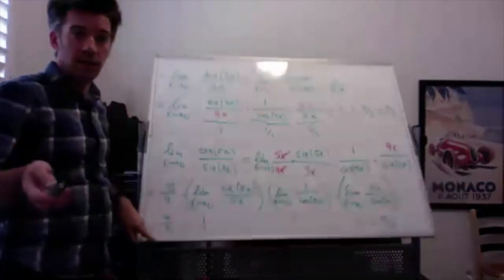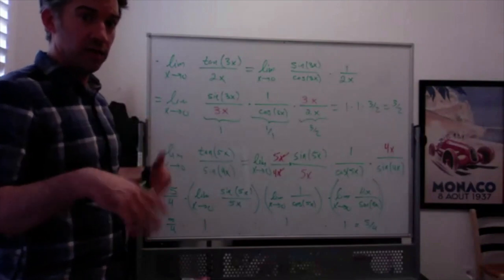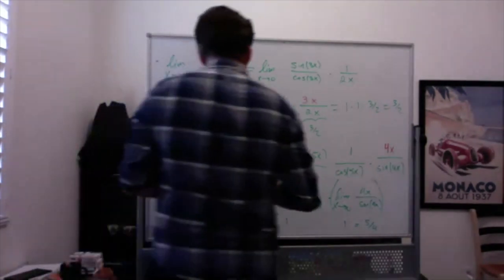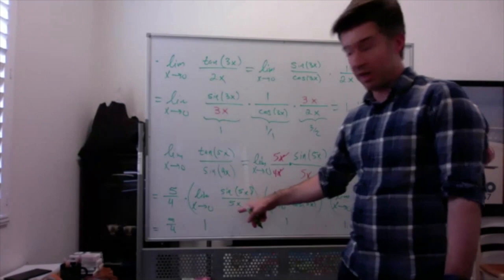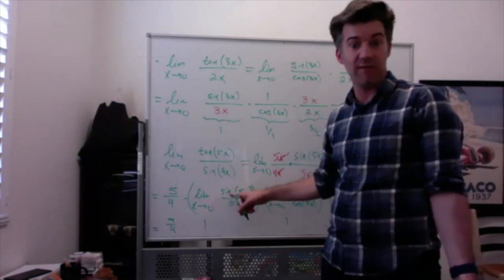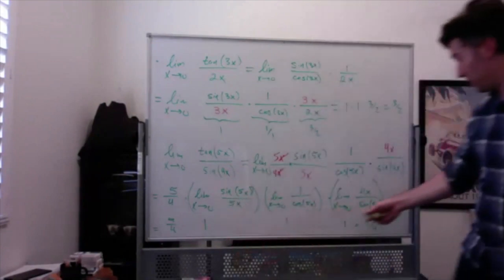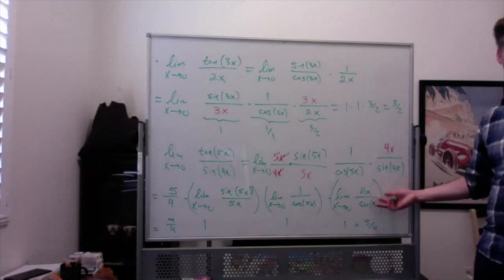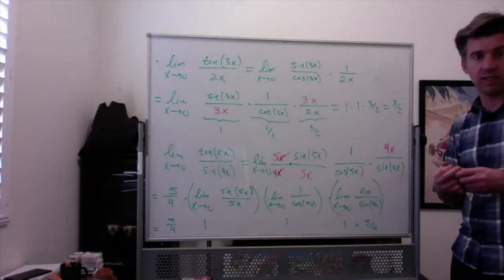And if you look at the co-class modules, there's a module that has useful handouts that has a proof of this fact. But that's what we're using here. We're saying, oh, I've got sine of a thing over the same thing. As long as that stuff is going to 0, which it is, if x is going to 0, 5x is going to 0, then that limit is going to equal 1. And the same thing is true here. If you have the reciprocal, it's also going to be 1. And that makes sense because the reciprocal of 1 is still 1. So that's what's going on there.